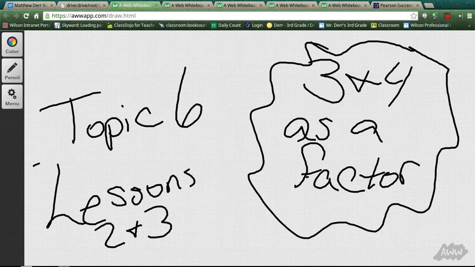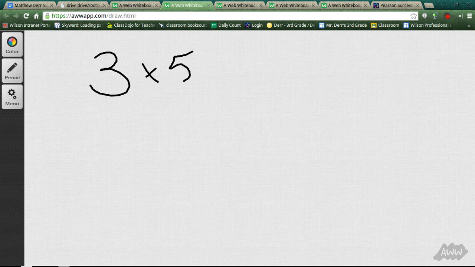All right, today's lesson is lessons 2 and 3. We combined both lessons. Lesson 2 was about 3 as a factor, and lesson 3 is about the number 4 as a factor for multiplication work. So here we go. Let's start with knowing our 3's.